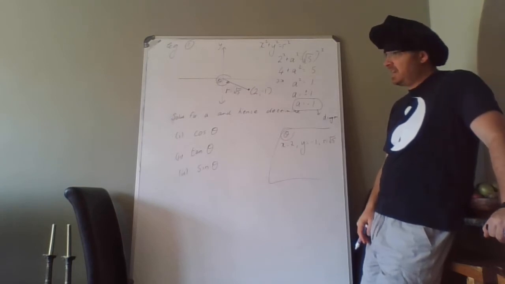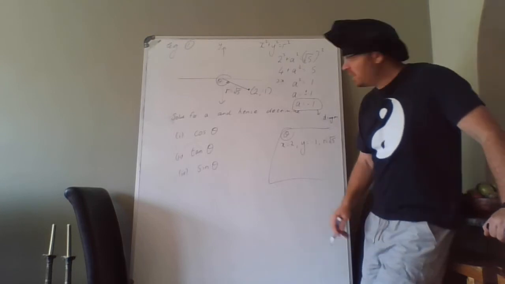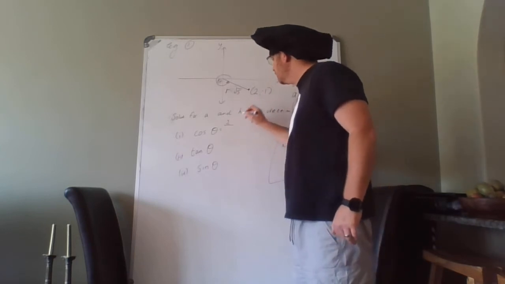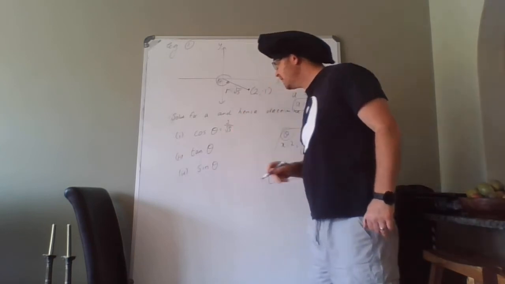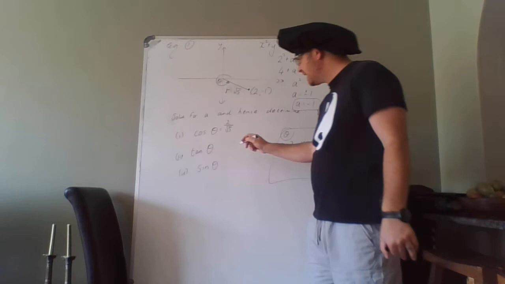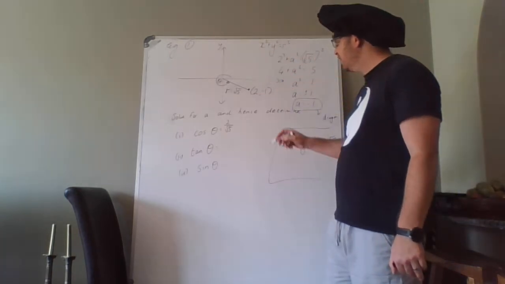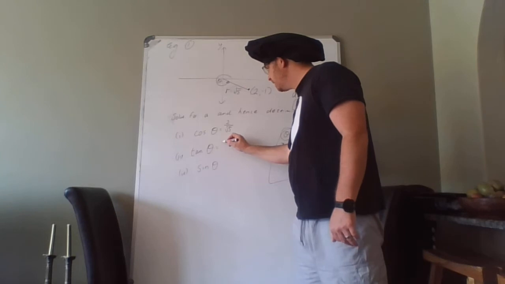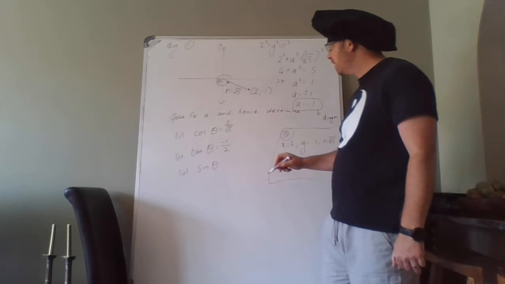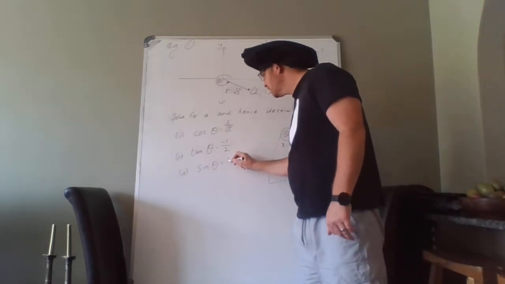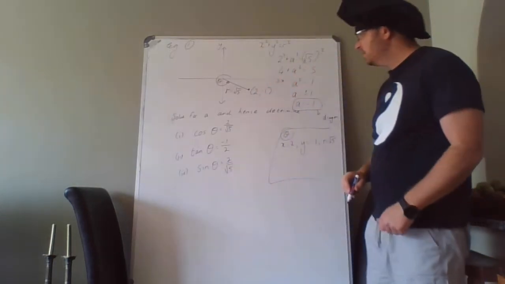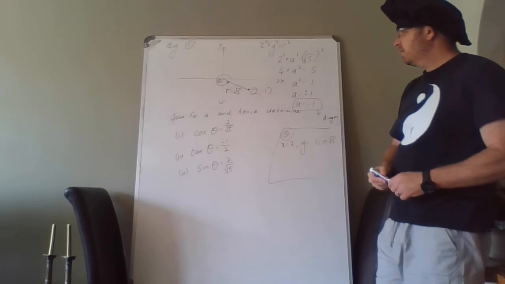So cos is equal to the x-coordinate over the radius, which is going to be equal to 2 over root 5. Okay, you can leave it with an irrational denominator in matric. Okay, 2 over root 5. Tan is equal to y over x, okay, which is going to be equal to negative 1 over 2. And sine is going to be equal to y over r, which is going to be equal to negative 1 over root 5.